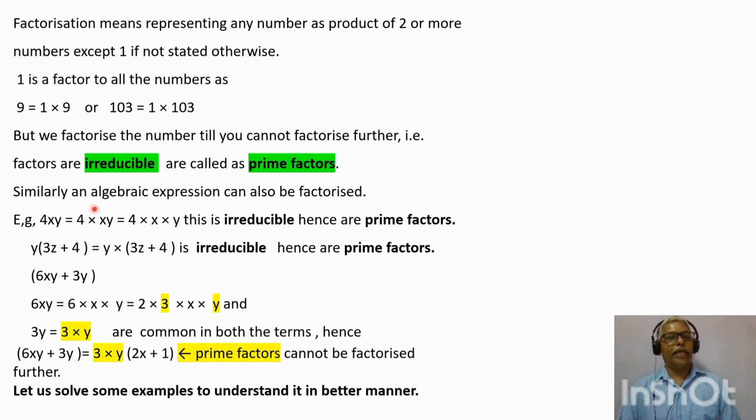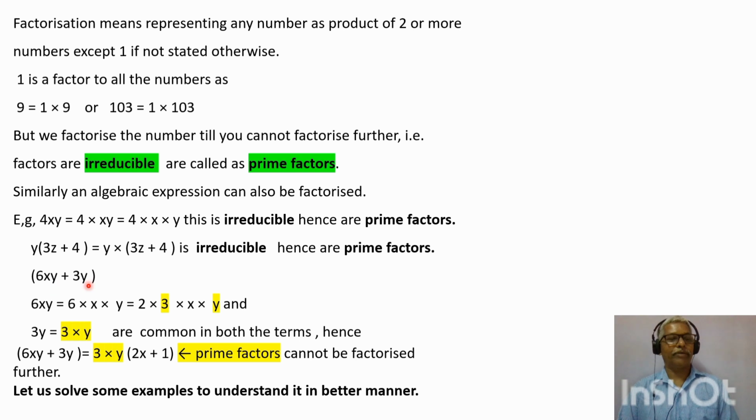Go ahead. Similarly, an algebraic expression can also be factorized. These are the examples. 4xy is equal to 4 into xy. Now, these are not the prime factors, these are not irreducible factors, because they can be again factorized as 4 into x into y, and these are irreducible factors, hence are prime factors. Similarly, y into bracket 3z plus 4, that equals y into this bracket 3z plus 4 is irreducible, hence prime factors. Okay.